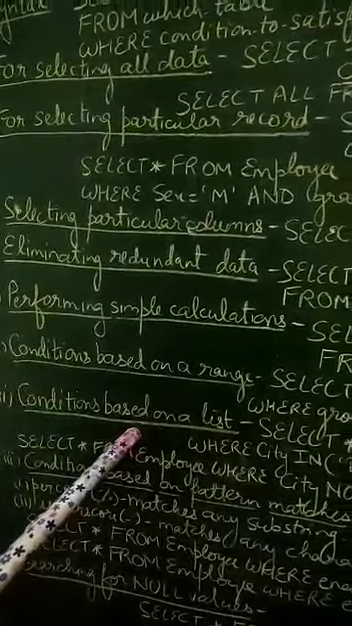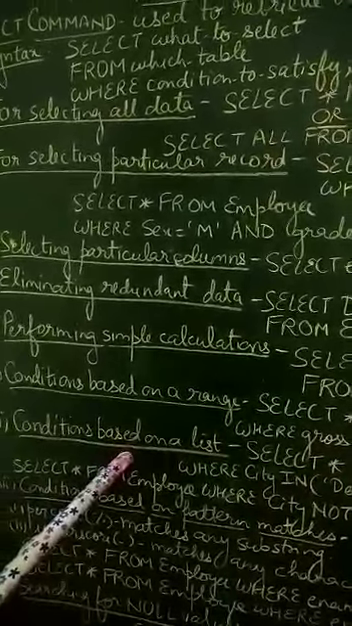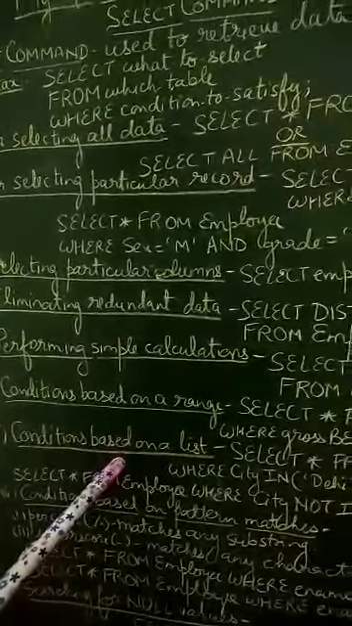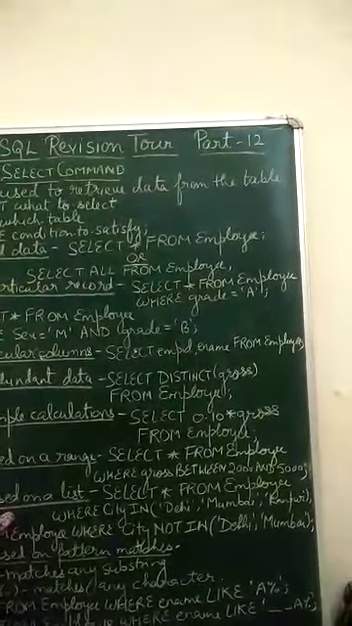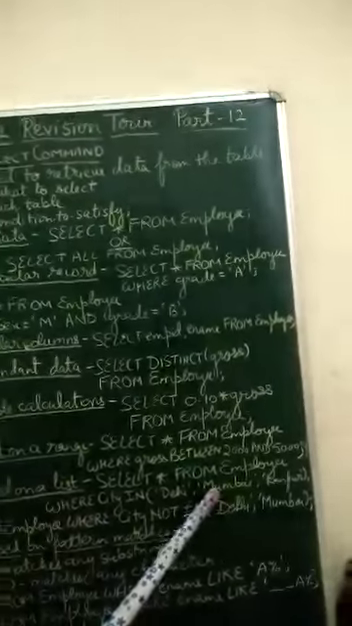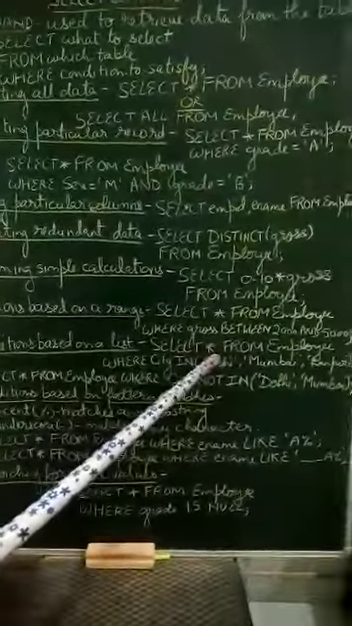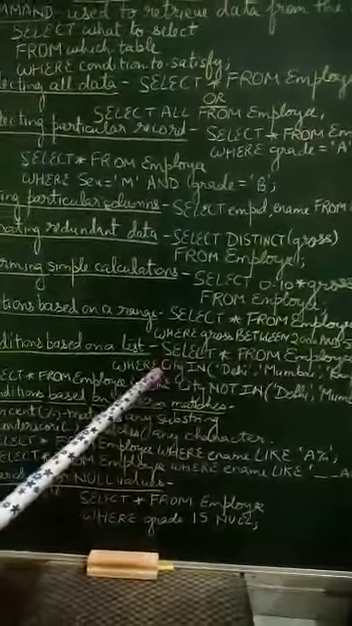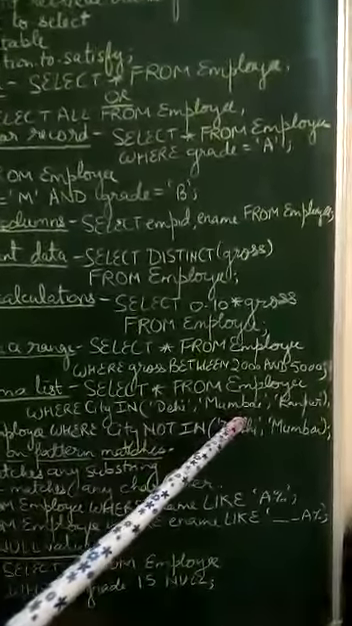Now conditions based on a list. To specify a list of values, the in operator is used. The in operator selects values that match any value in a given list of values. For example, to display a list of employees from Delhi, Mumbai or Kanpur, you may write select asterisk from employee where city in ('Delhi', 'Mumbai', 'Kanpur').